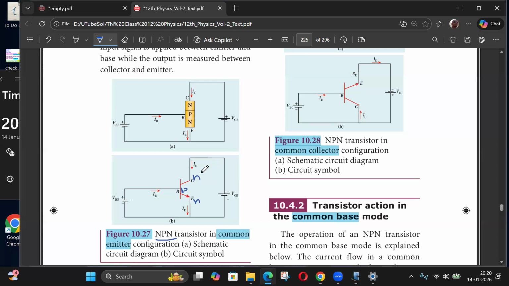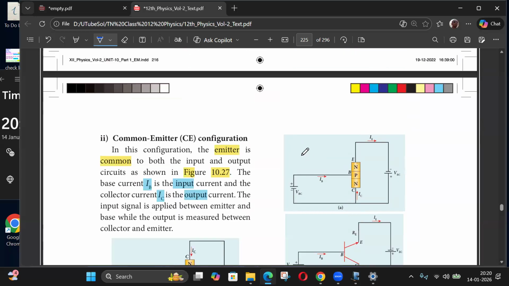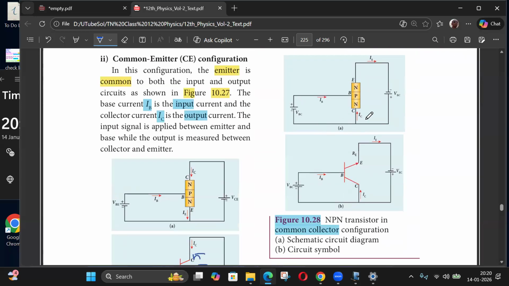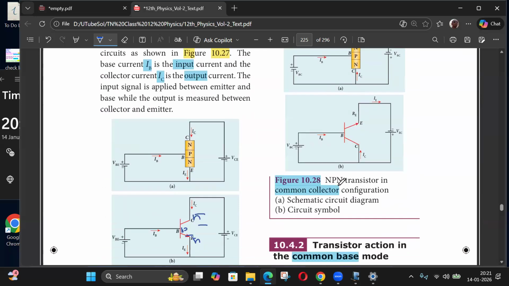So this junction is reverse biased because the positive terminal is connected to N. You attract the electrons, so the depletion region will be larger here and narrower at this junction. And the third possibility is common collector, between input and output. They are all taking NPN.